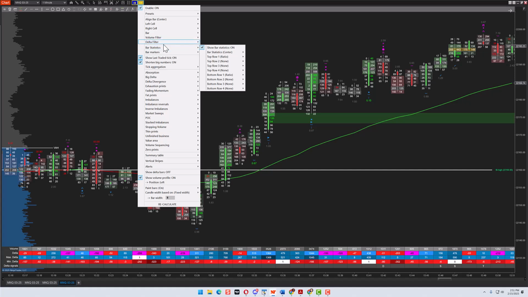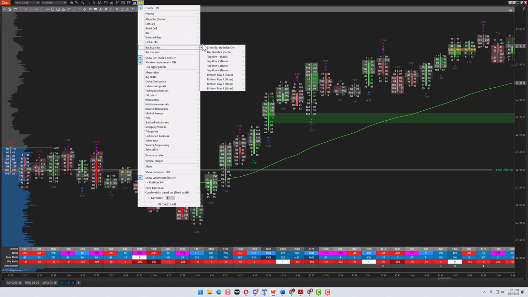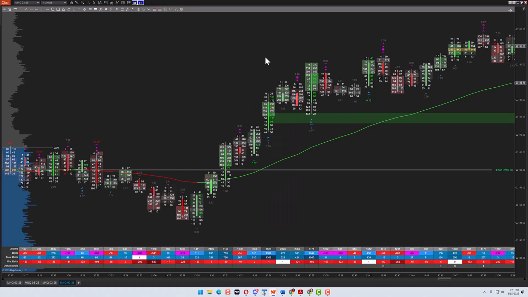Now, we're giving you a lot of choices here as to what you can put on the footprint candle, in addition to the bar markers. Again, as we were looking at previously, you could turn some on, some off, all on, all off, right? So it's entirely up to your preference. But bar statistics, same idea. By default, we have the ratio on. I believe we have it above and below.